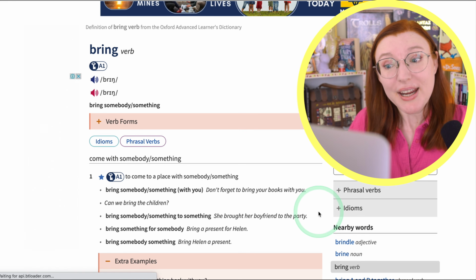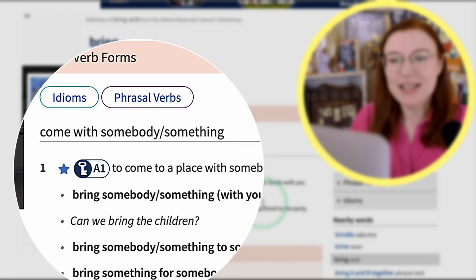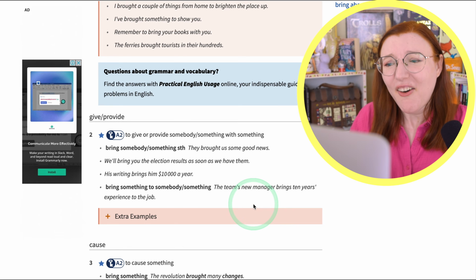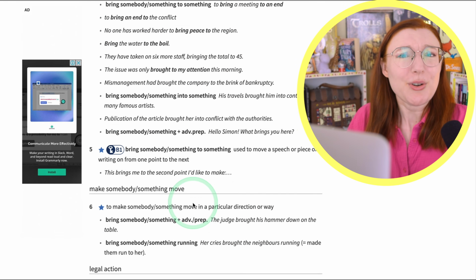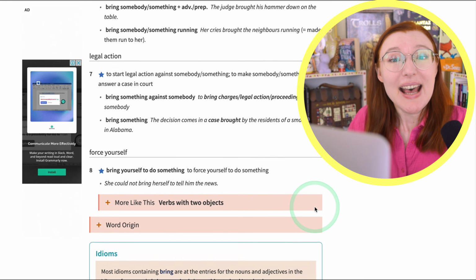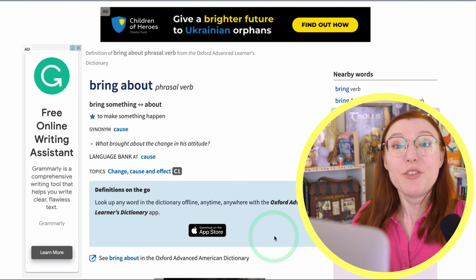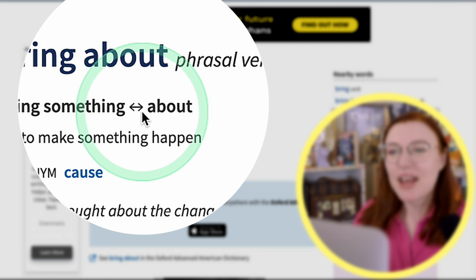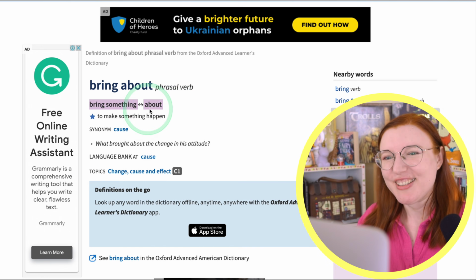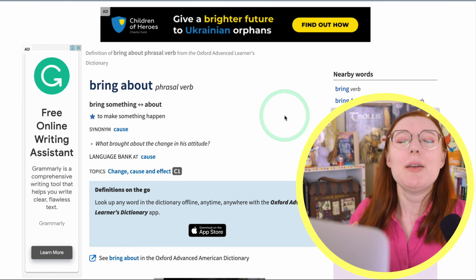For example, bring can mean come with somebody something, give, provide, cause, etc. You can sort through all these meanings fast by just looking at these one or two word phrases. With many meanings, use the Control F or Command F combination we discussed earlier. If you're looking up a phrasal verb, this arrow symbol is important. It means that you can change the position of an object, you can bring something about, or you can bring about something.